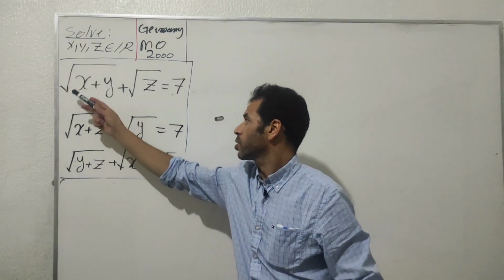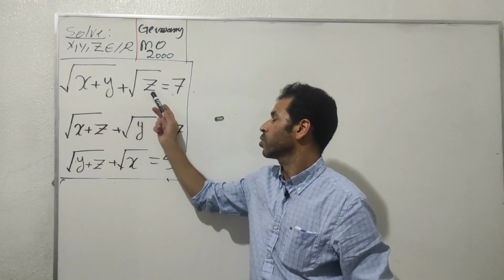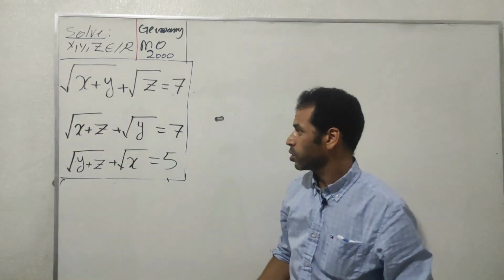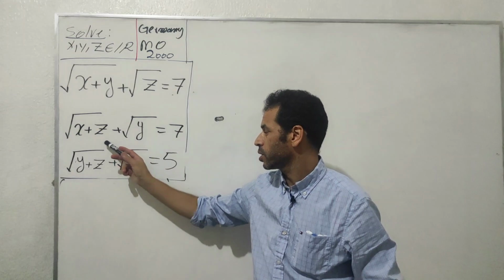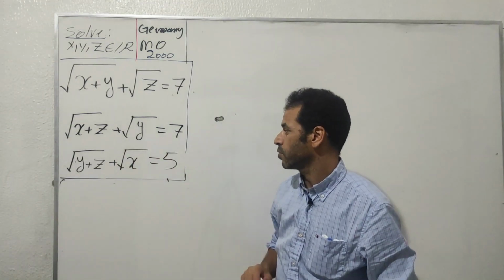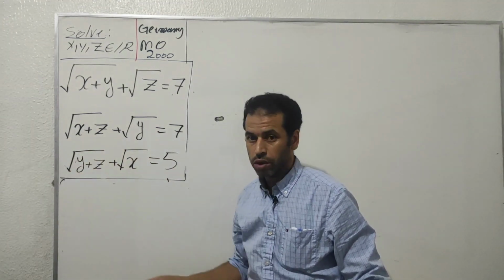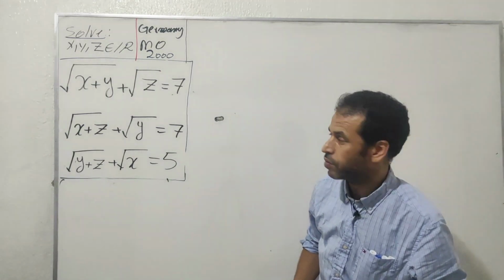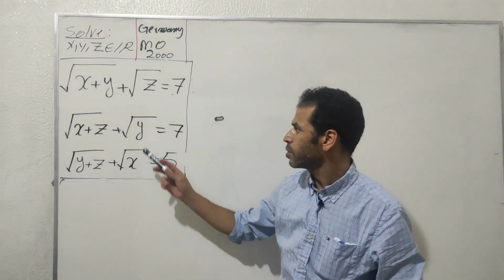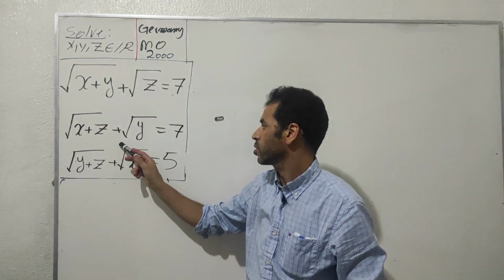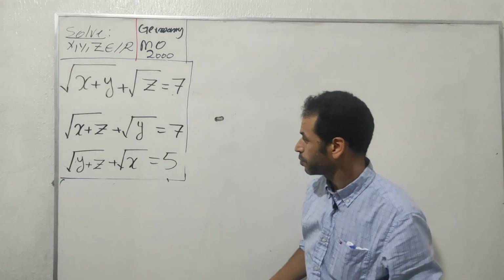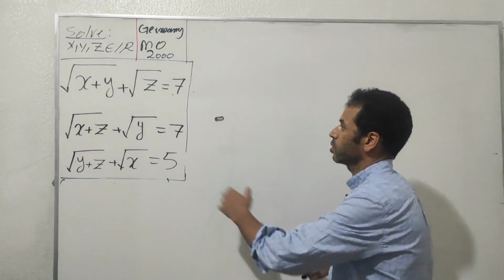First equation, we have the square root of x plus y plus square root of z equals number 7. The second equation, we have square root of x plus z plus square root of y equals number 7. The last one, we have square root of y plus z plus square root of x equals number 5. Obviously the first equation and the second equation are equal to each other because both of them are equal to 7. Let's go ahead to see how to solve this equation.